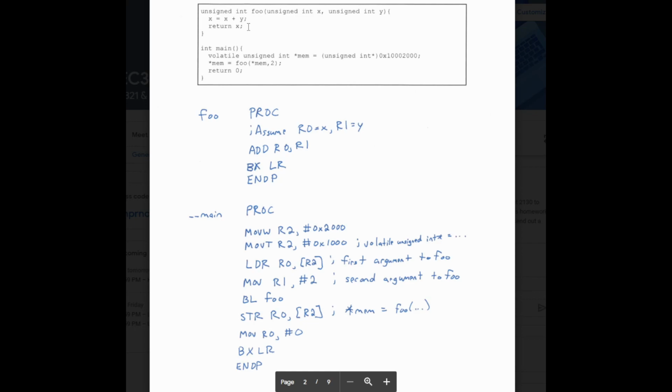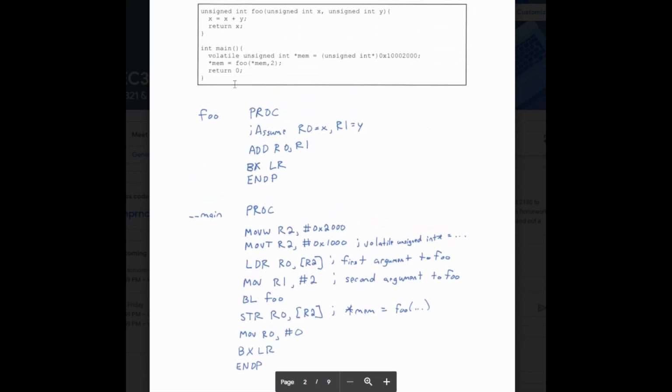So returning happens as though whatever value is in R0 is our return value. And because we already have x in R0, we don't actually have to do anything here. We can just BXLR, which is the same as returning. We're returning x just by having that value in R0 already. So that's it for foo.